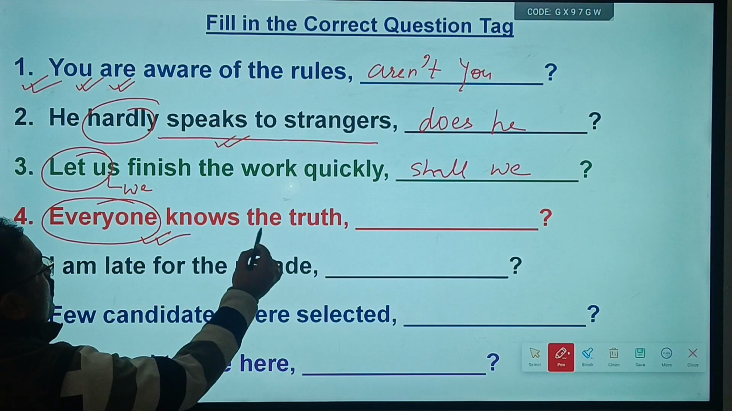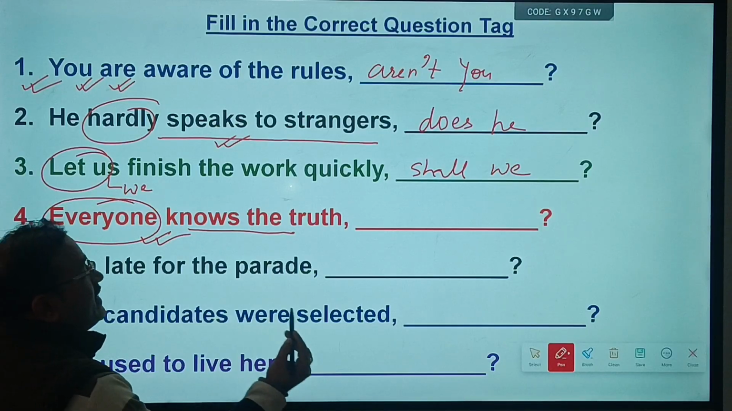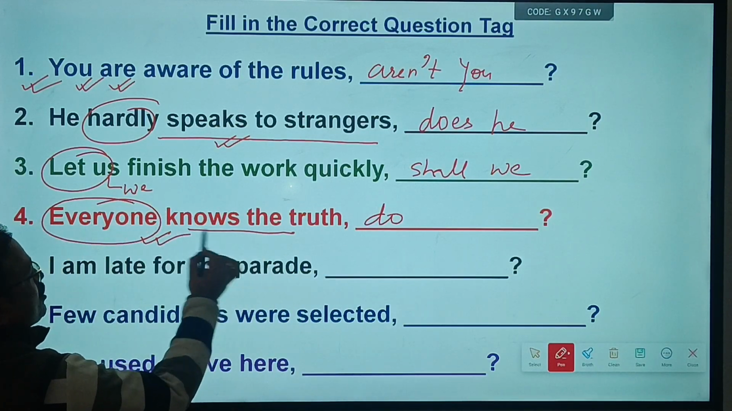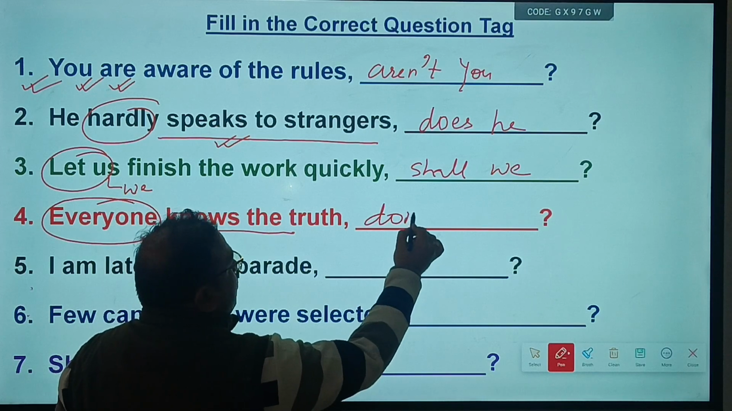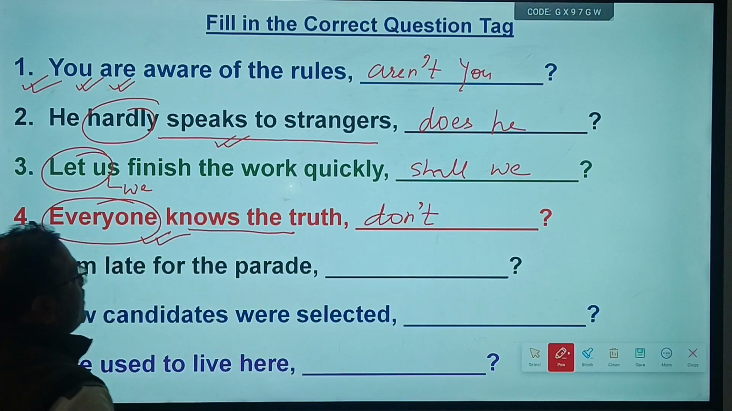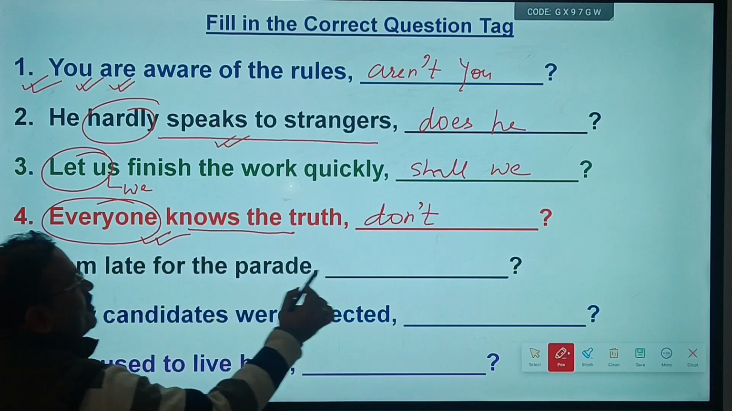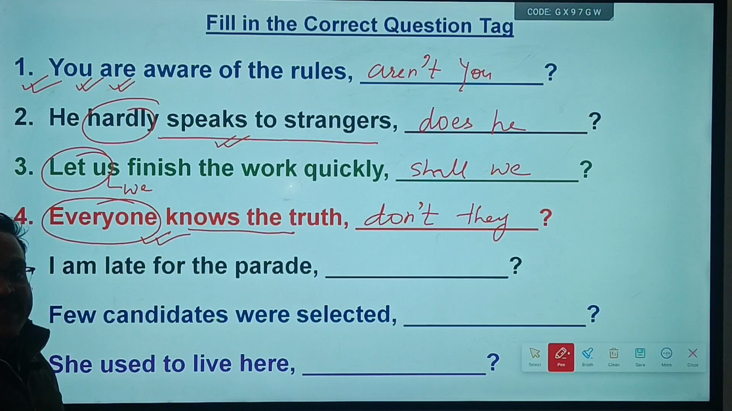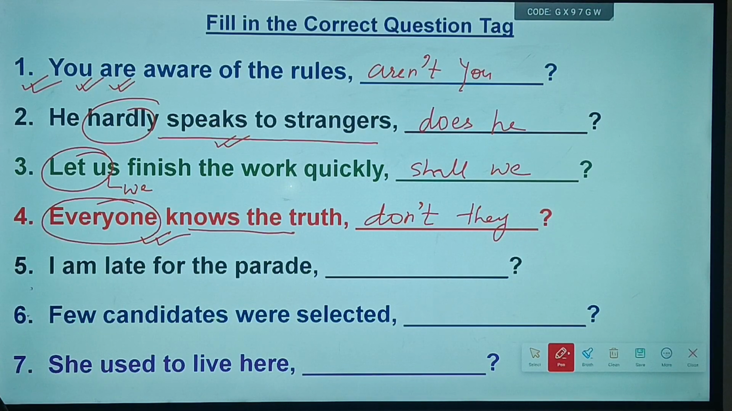Now, everyone knows the truth. What is the tense? Present simple. Do or does? Do, and this is positive, so tag will be what? Negative. Don't. And everyone is plural, so don't they. Yes or no? Don't they.